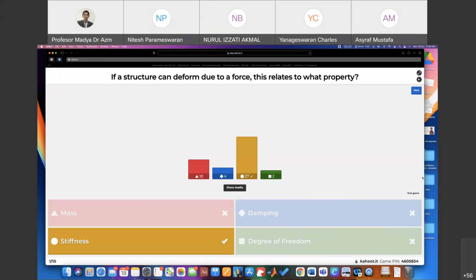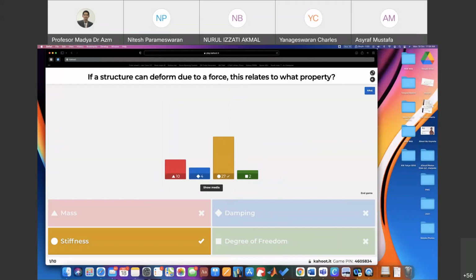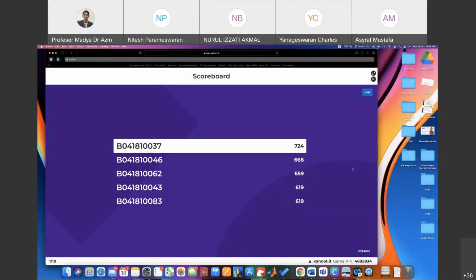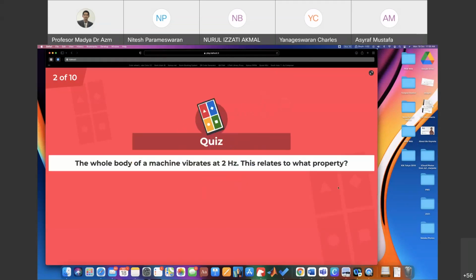Masih ada juga yang salah. Ada 10 orang jawab mesti ni. Okay. Masih ada yang jawab salah ya. Damping ni asal-asal jawab tu macam mana? Okay, next. Next time tulis nama aja, nama depan ya. Nama depan satu tulis, so jangan pakai number ni. Next.